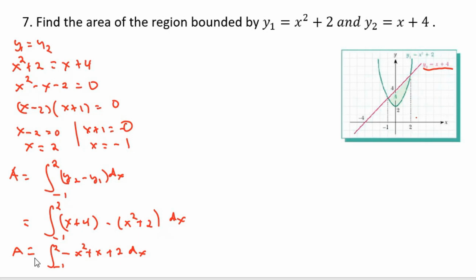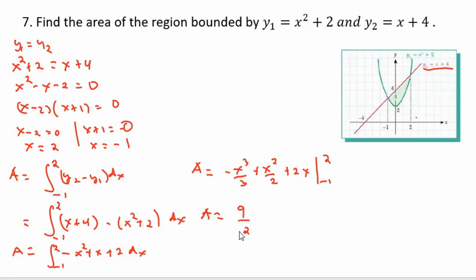Okay? So by integrating that, we can now have the area is equal to the negative of x cubed over 3 plus x squared over 2 plus 2x, evaluated from negative 1 to 2. Now, if we substitute that by using the fundamental theorem of calculus, it will give you the answer for the area of 9 over 2.